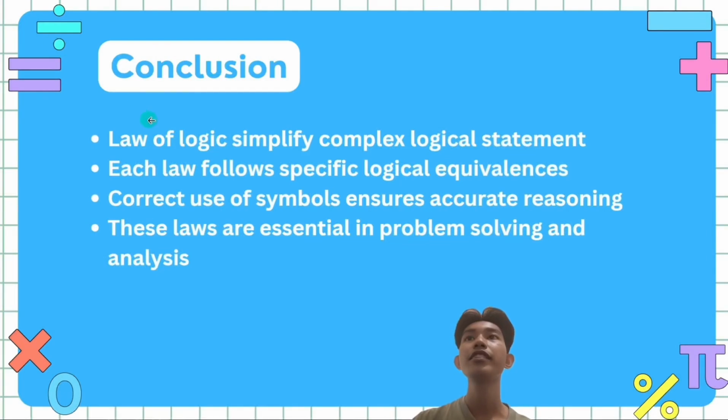Lastly, the conclusion: law of logic helps us simplify complex logical statements and understand their true value. Each law follows a specific logical equivalence, and using the correct symbols ensures accurate reasoning. This law is essential in problem-solving analysis. Understanding tautology and contradiction helps us identify statements that are always true or false.